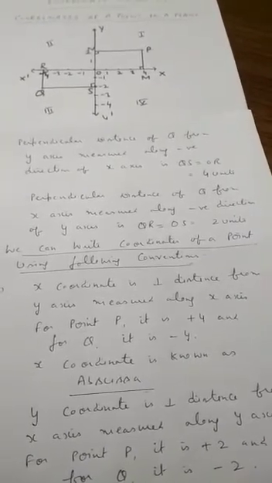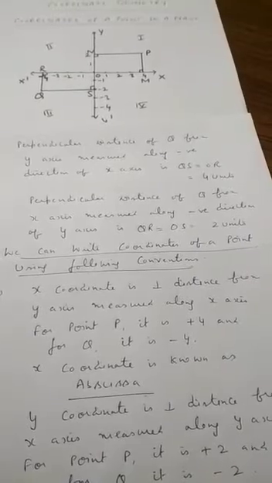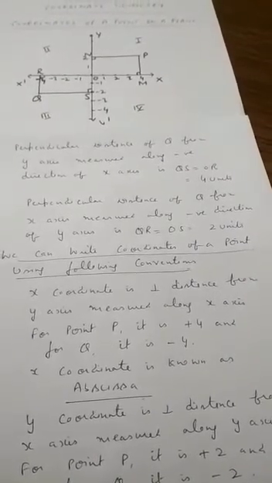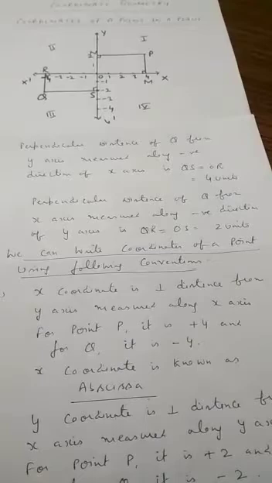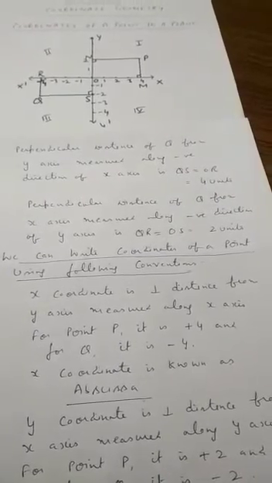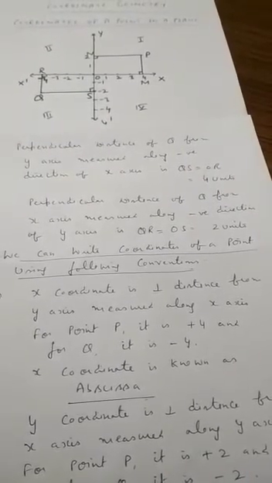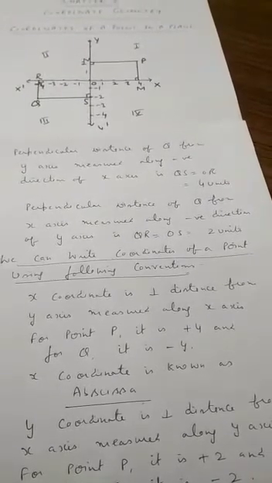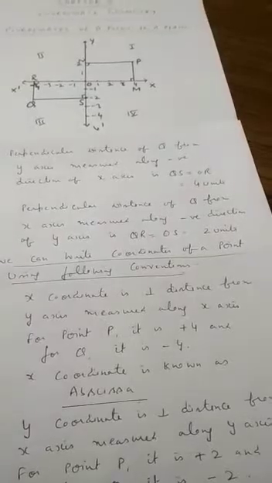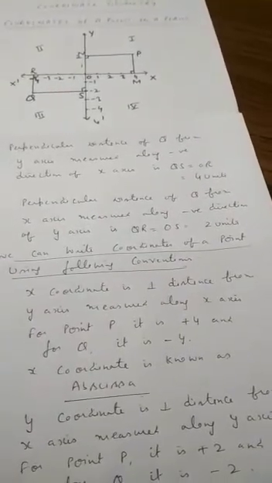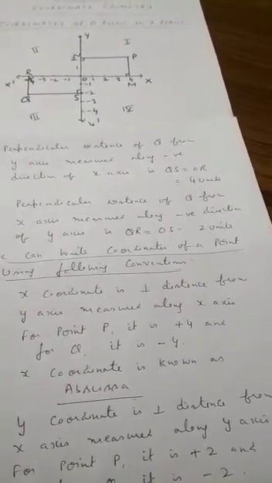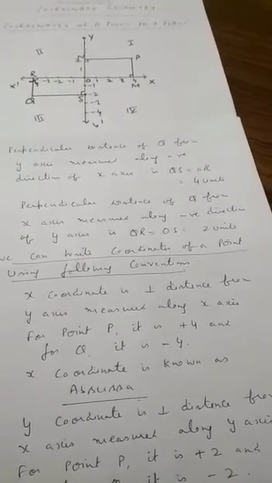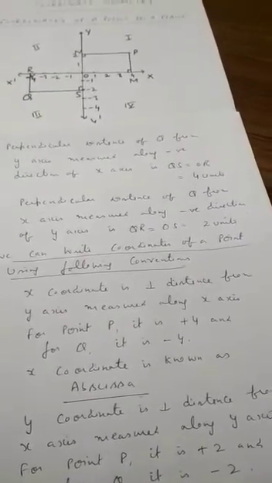So now I think you are able to find the coordinates of P and Q. Coordinates of P are (4, 2). It is in the first quadrant. And coordinates of Q are (-4, -2), it is in the third quadrant. Clear, students? This is how we can make use of coordinate geometry to find the coordinates of a point. Next, we take one example.